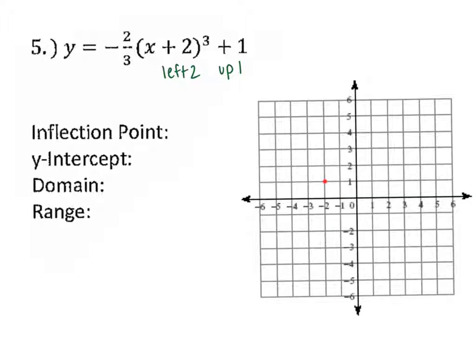So from the origin, which is here, we're going left 2 and up 1. So I'm going to plot that point. Looks like it's about right there. Let's do this in pink. So I've plotted my point, and based off this point here, my inflection point's at -2 and 1.